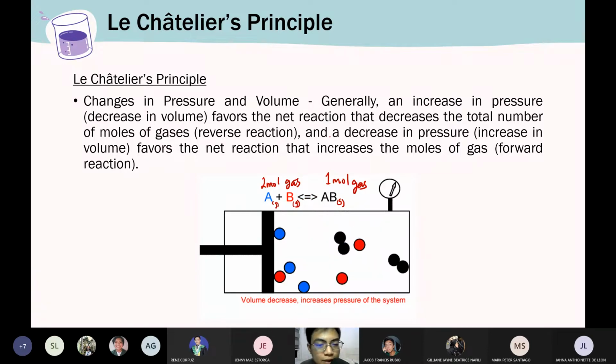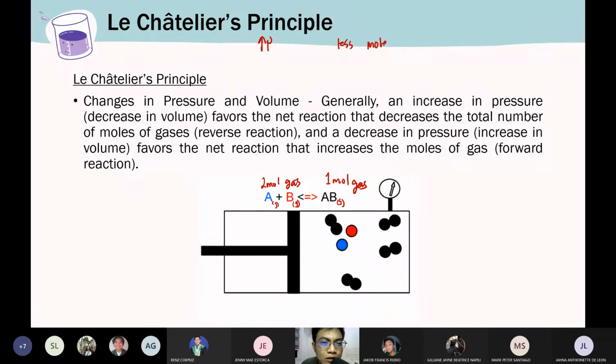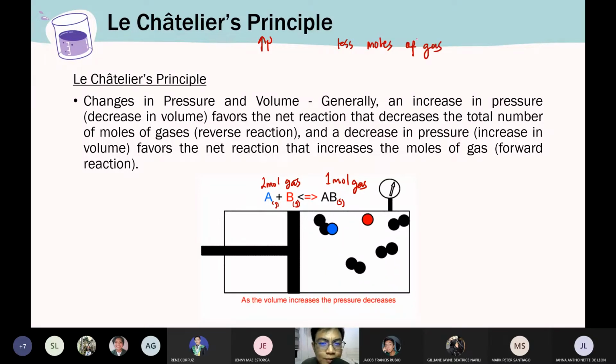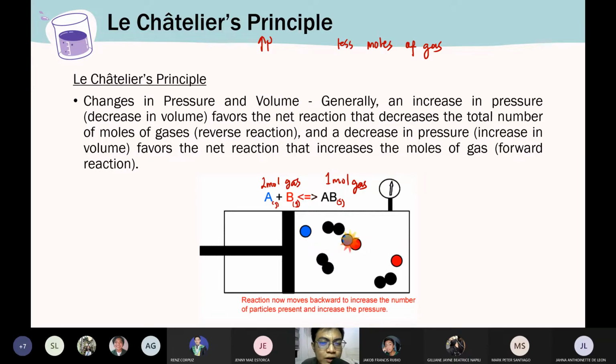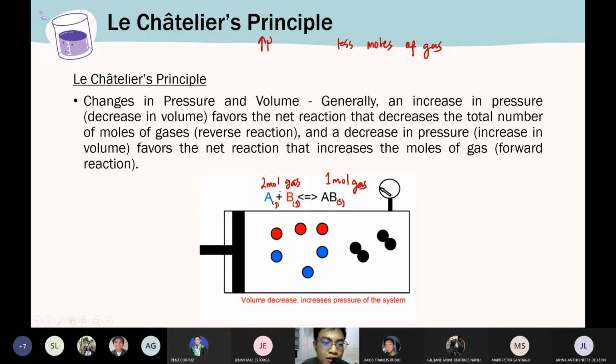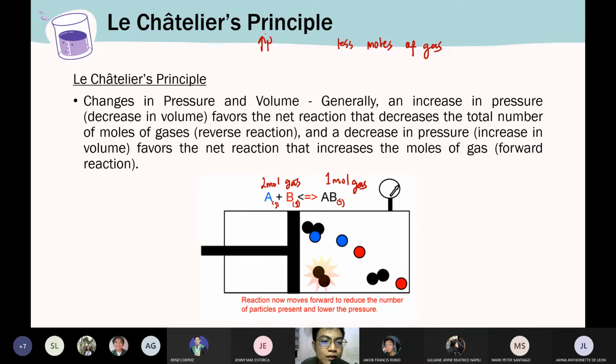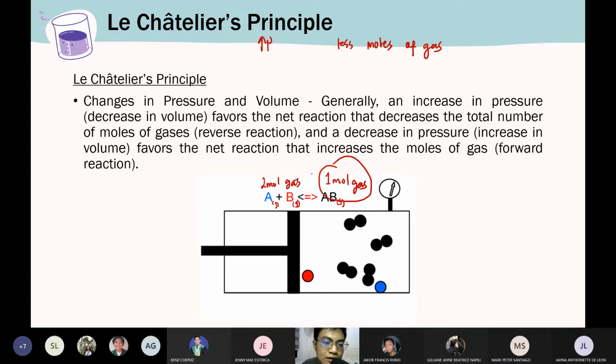So what does this say? If you increase the pressure, you favor the side with fewer moles of gas. Increasing the pressure will favor the fewer moles of gas. It's not fixed to reactant or product; it depends on which side has fewer moles of gas. So as we increase pressure for this chemical system, you will favor the right side, because the right side has fewer moles of gas. Okay?